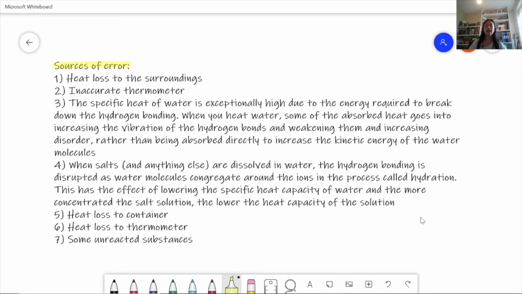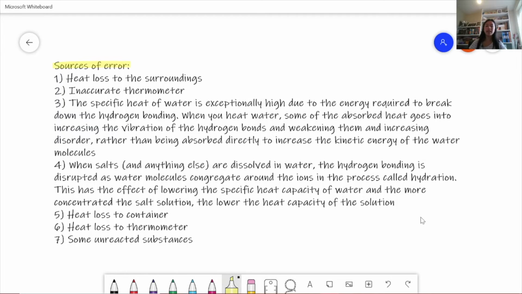Number 4 is when salts are dissolved in water, the hydrogen bonding is actually disrupted as the water molecules congregate and gather around the ions in the process, and this is called hydration. And this has the effect of actually lowering the specific heat capacity of water. And if we use a more concentrated salt solution, then the heat capacity actually lowers even further. So the specific heat capacity of water that we're using, which is normally 4.18, might actually be much higher than what it actually is.